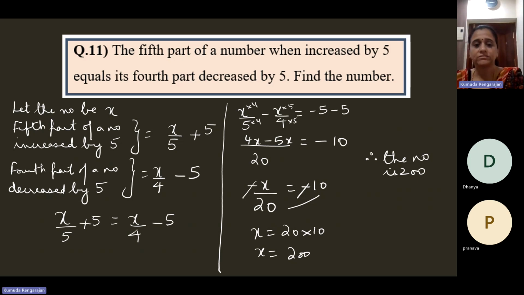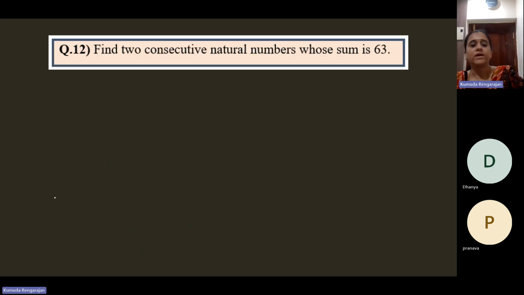Okay, next one. Find two consecutive natural numbers whose sum is 63. So before we understand how to assume consecutive numbers, we'll just take an example. Consider these numbers 25, 26, 27, 28. So these are four consecutive natural numbers.